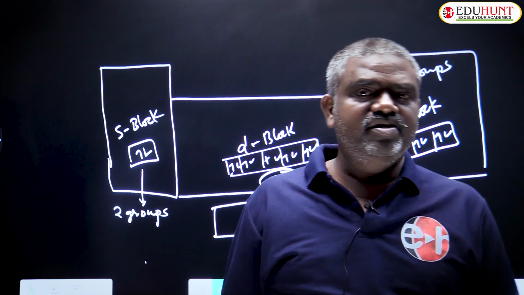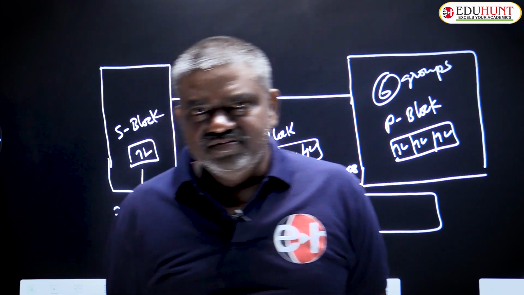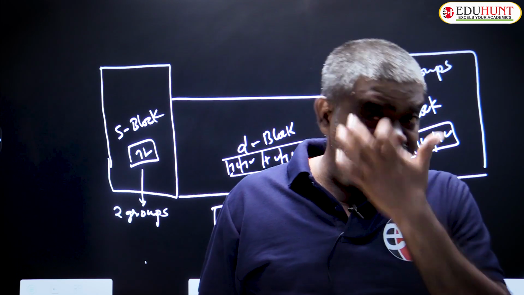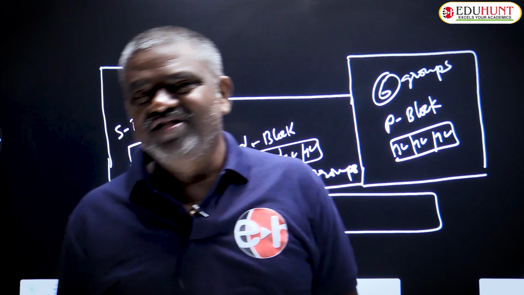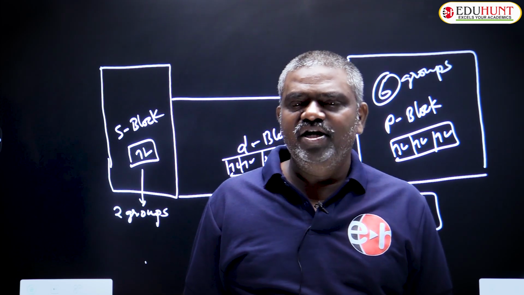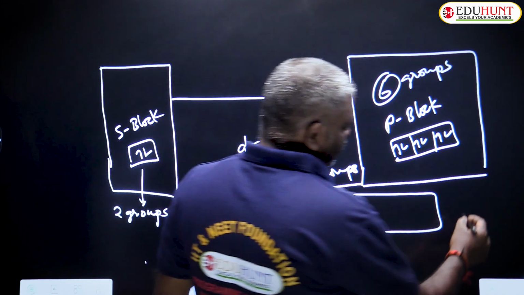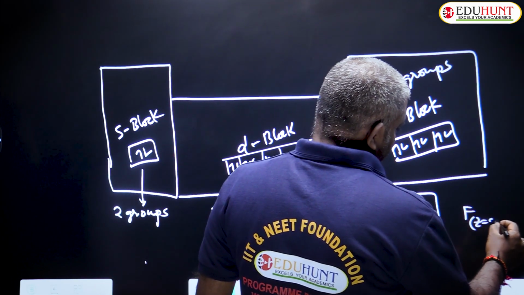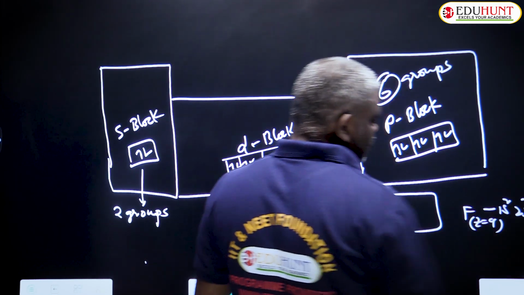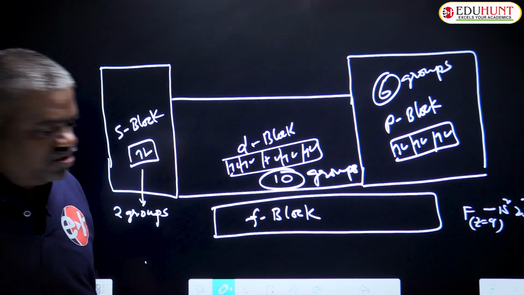For example, if we take beryllium, atomic number 4, that is 1s2 2s2. In beryllium also the 4th electron is present in the s orbital, hence it is also known as an S block element. For example, fluorine, atomic number 9. What is the electronic configuration of fluorine? For Z equal to 9, it is 1s2 2s2 2p5. See here, the 9th electron is present in the p orbital, hence it belongs to P block.